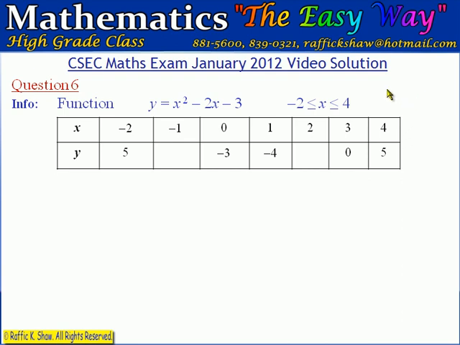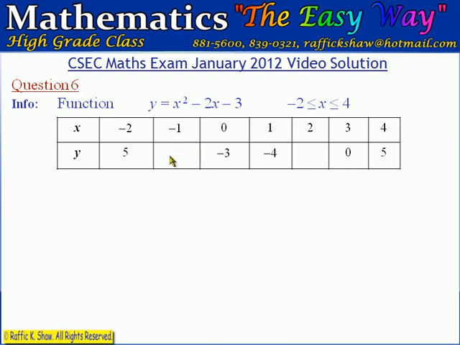Welcome to question 6, CSEC Math Exam January 2012 video solution. The question gave us this function, y equals x squared minus 2x minus 3. That's a quadratic function. And it gave us values in this table from x equals -2 up to x equals 4. Those are the integer x values. And we are asked in part A to copy and complete the table.